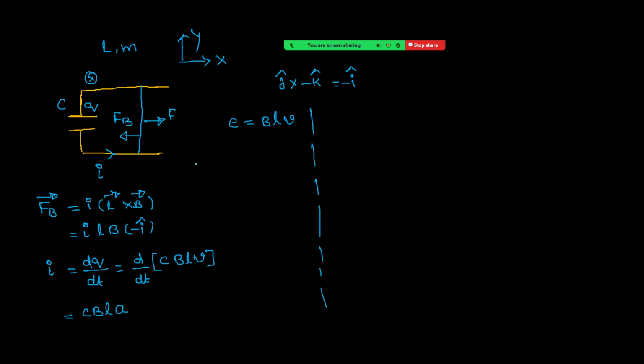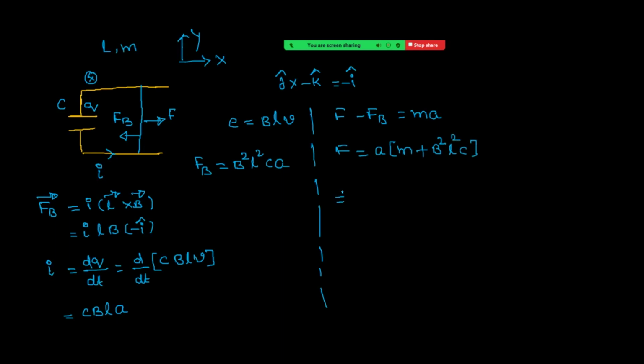Therefore, the magnetic force is equal to I into L into B. So this becomes B square L square C into A. That is the magnetic force. Now see the net force. Net force equals F minus F_B. This net force equals mass into acceleration, right? Now F equals MA plus this value. So A into M plus the remaining part, B square L square C.